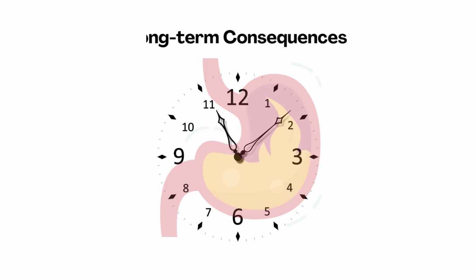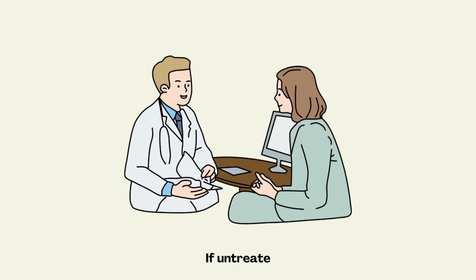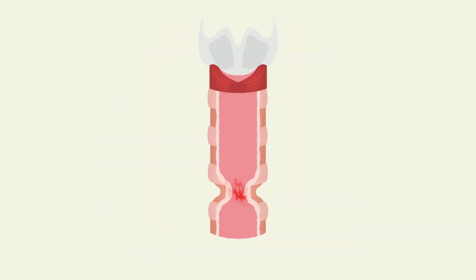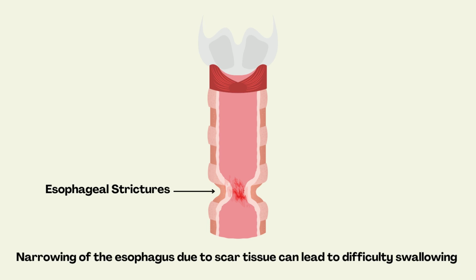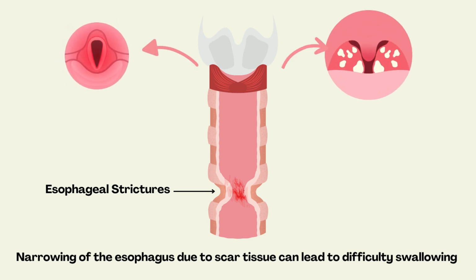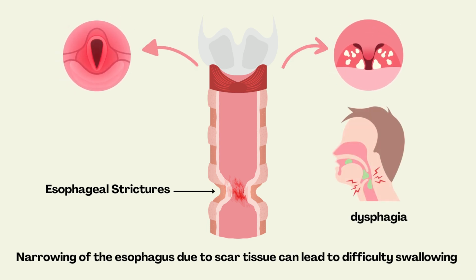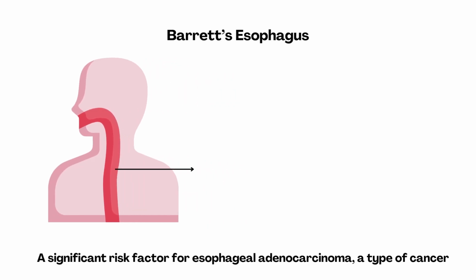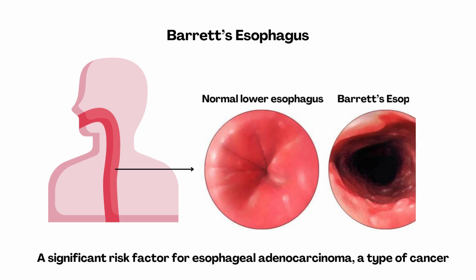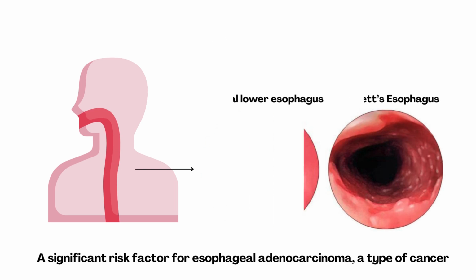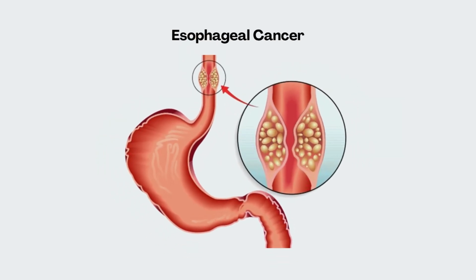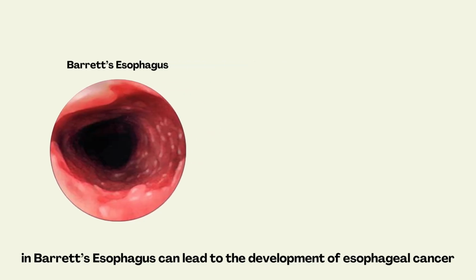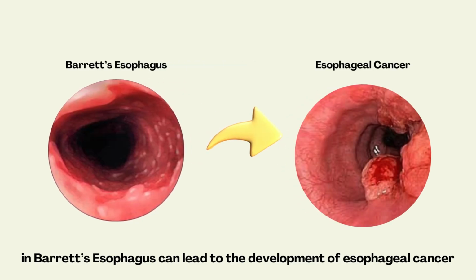Long-term consequences. If untreated, GERD can lead to severe complications. Esophageal strictures: narrowing of the esophagus due to scar tissue can lead to difficulty swallowing, dysphagia. Barrett's esophagus, a significant risk factor for esophageal adenocarcinoma, a type of cancer. Esophageal cancer: continuous irritation and cell changes in Barrett's esophagus can lead to the development of esophageal cancer.